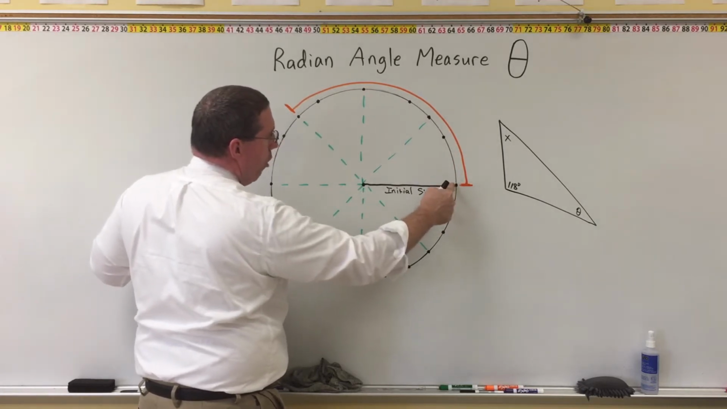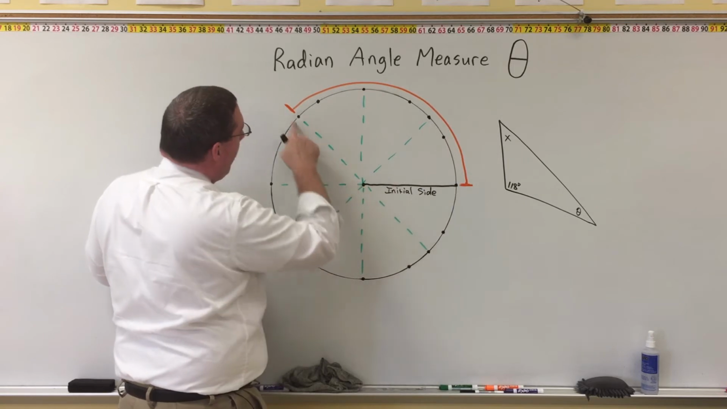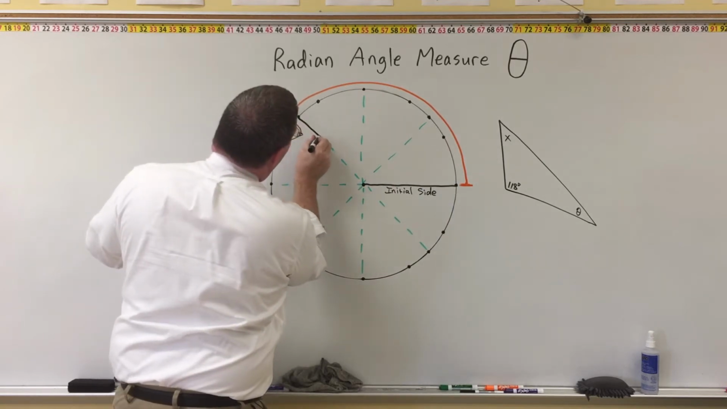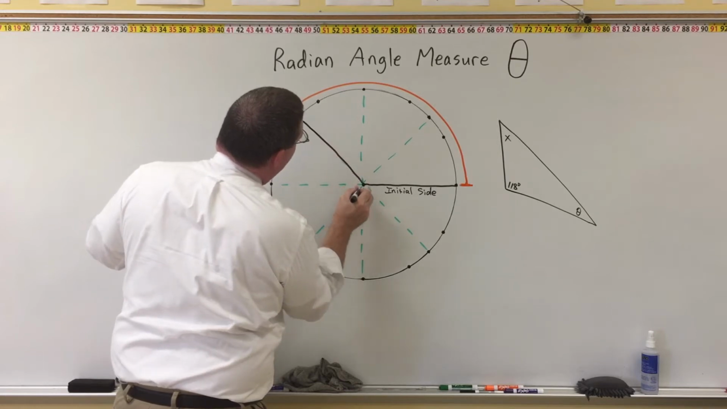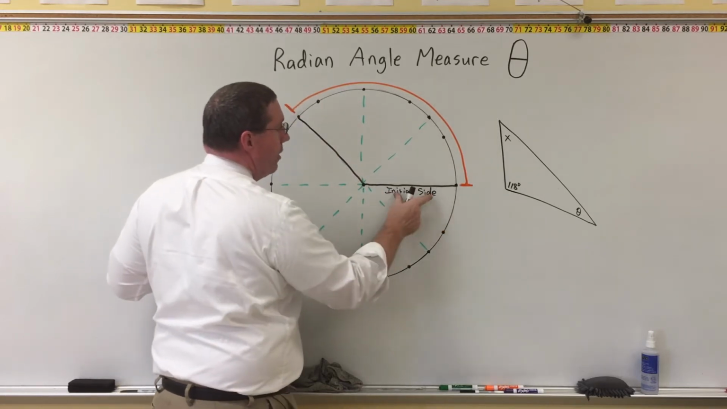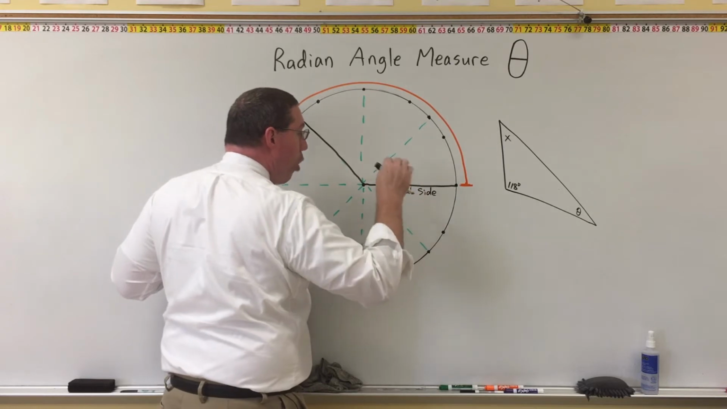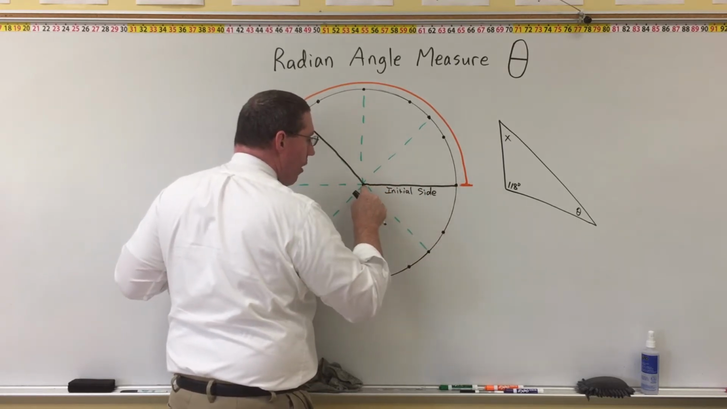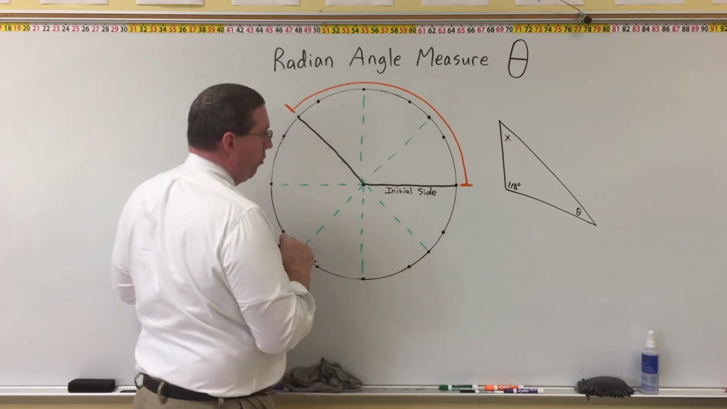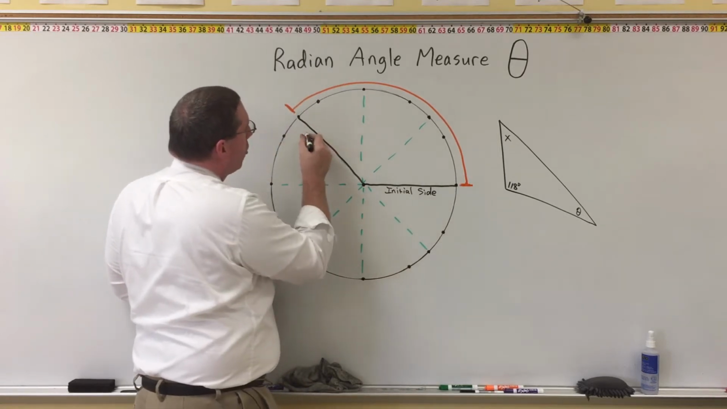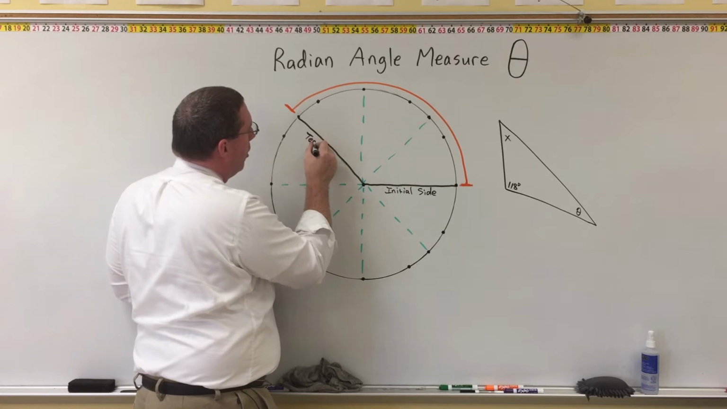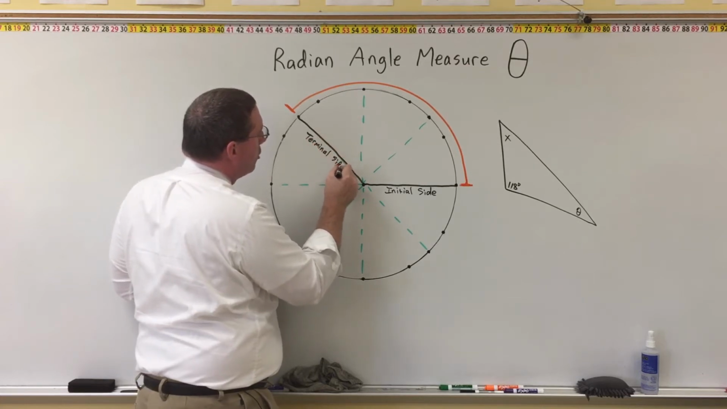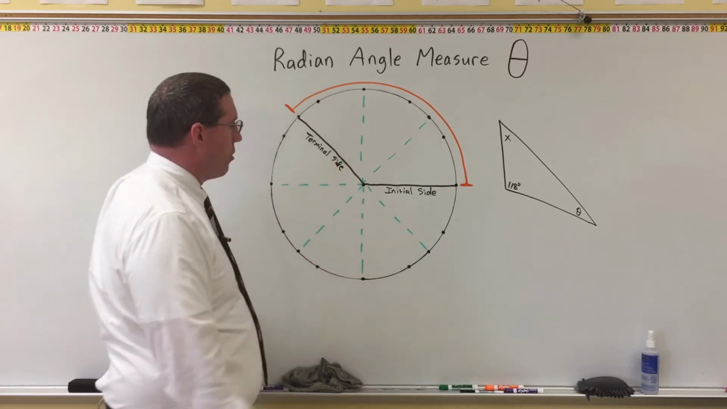From here, we will draw a line to the center of the circle, and from here, we will draw a line to the center of the circle. And now this line is called the initial side. The initial side is always the horizontal line that is to the right of the center of the circle. And the other line, we're calling that the terminal side. So we have the initial side and the terminal side.